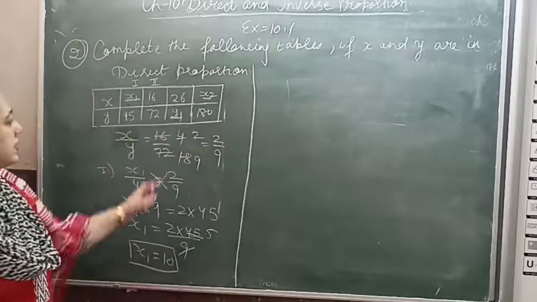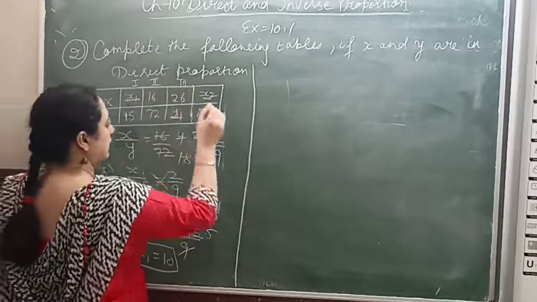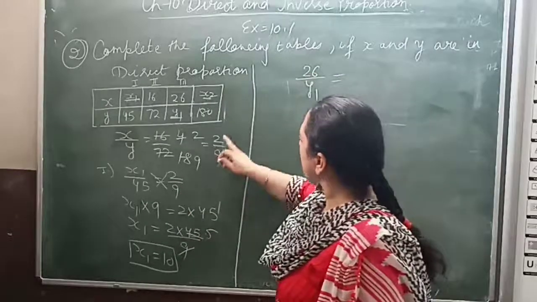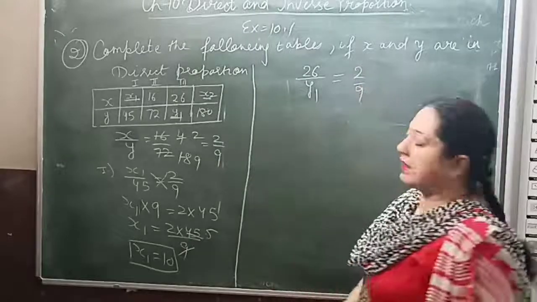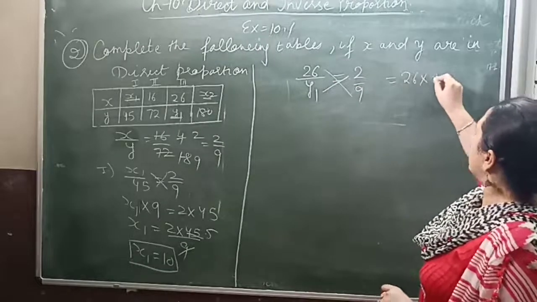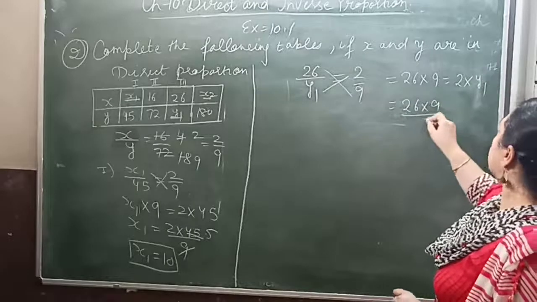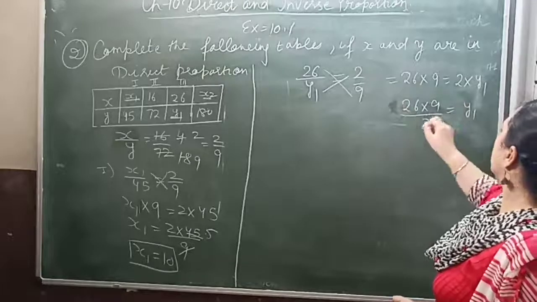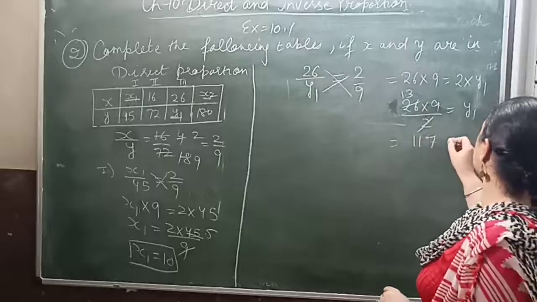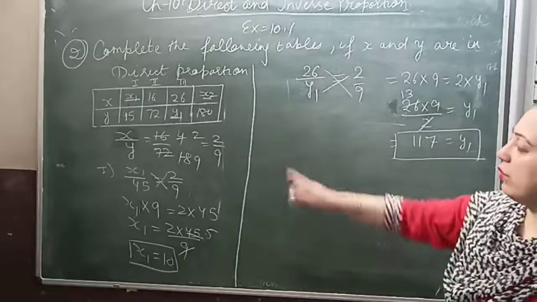Now I find the second value, that is y1. Now I equate the second and third ratio: 26 over y1 is equal to the simplest ratio, 2 over 9. Now again I do the cross multiply. I will get 26 into 9 equals 2 into y1. Now 26 into 9 divided by 2 gives y1. 2 ones are 2 and 2 thirteens are 26. Now 13 nines are 117. It is, beta, your y1. This is your second missing value in the table.